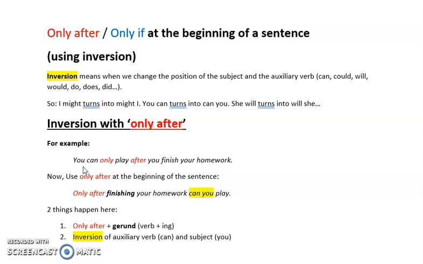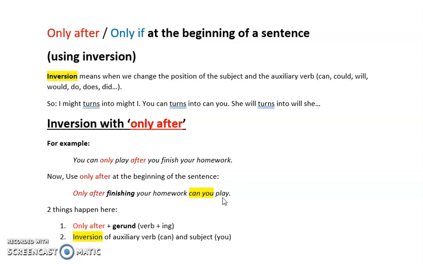a typical normal sentence. As you go up in your grammar, you need to start writing in a more advanced way. So now, instead of starting with the subject, I'm going to start with only after. Because I have only and after in my sentence, I'm going to now use only after at the beginning of the sentence. I'm not going to start with the subject. I'm going to start with only after. And I'm going to see two changes in my sentence. Only after finishing your homework can you play.